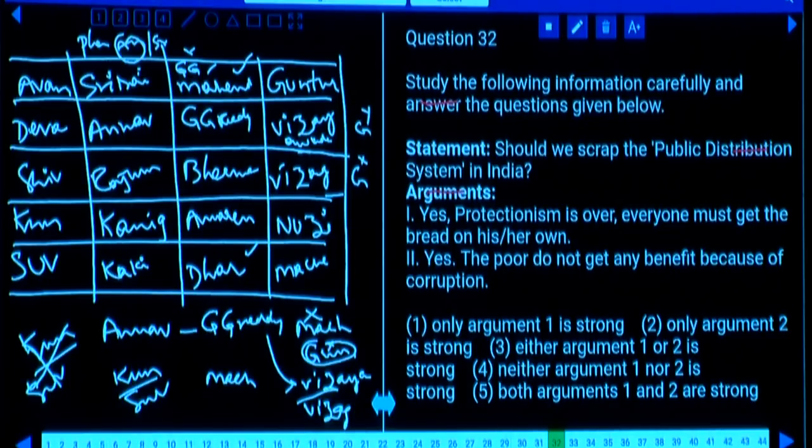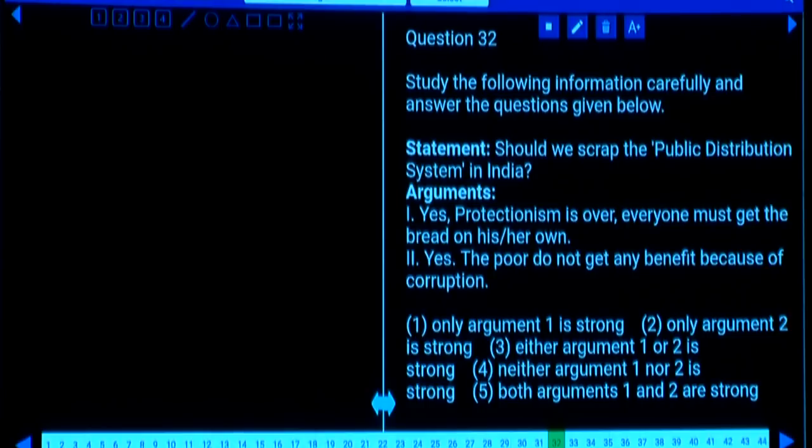Now in the strong and weak arguments, question number 32. Should we scrap the public distribution system in India? Here he is talking about whether there is a necessity to scrap the public distribution system. 'Yes' means yes: the public distribution system should be scrapped, because then he has given the reason. Now we should check whether this reason is strong enough to prove why we should scrap the system. A valid reason, or strong enough?